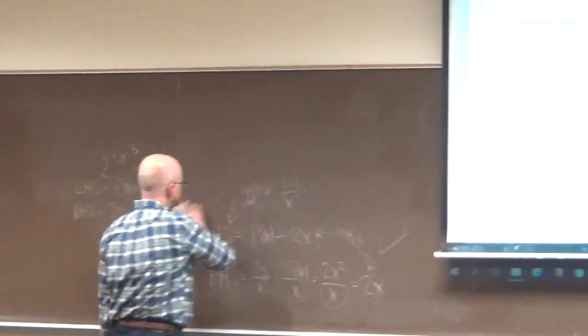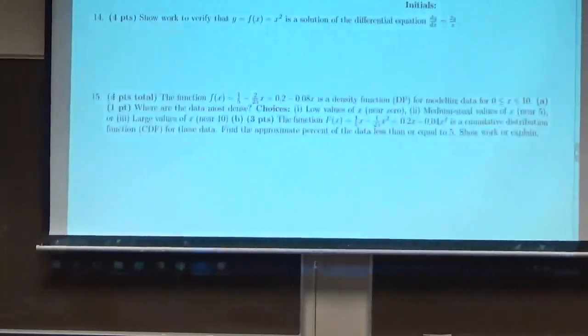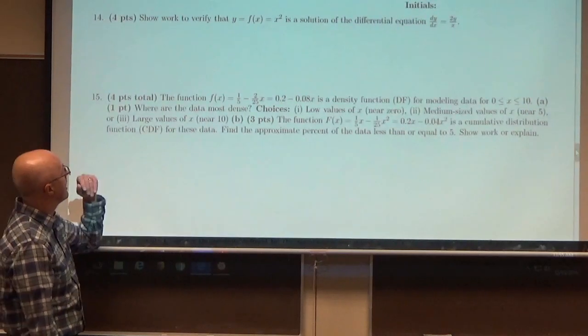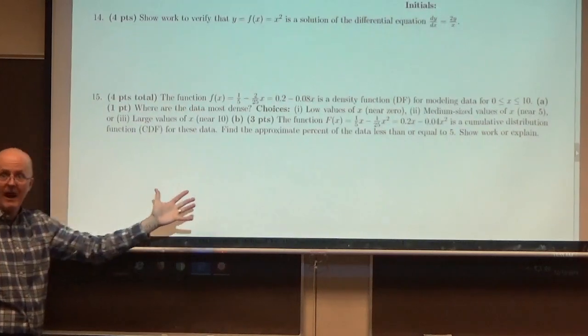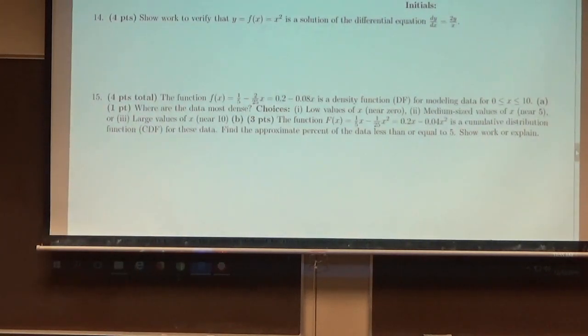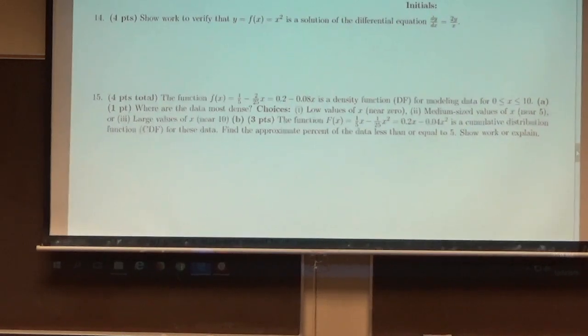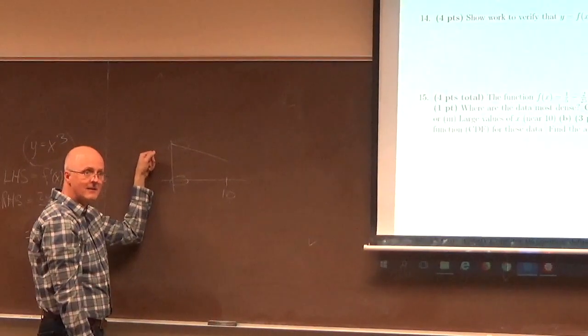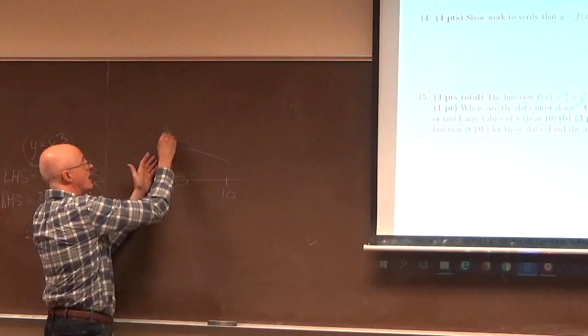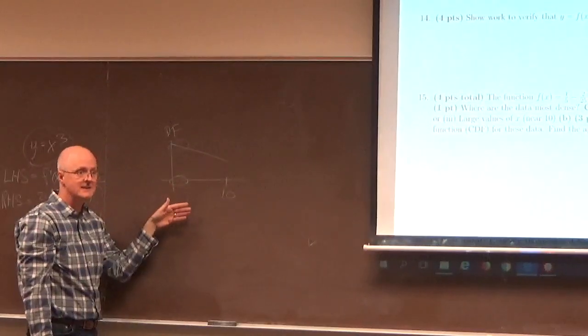Number 15 was your density function data modeling problem, except I didn't actually give you any data. To figure out whether this density function models data where the data is most dense for low values, medium-sized values, or large values, the point is to graph the function. Use your calculator and graph it, and you get something about like this. Because the graph is higher over here, that means the data is more dense there. The height of the density function, that's why it's called a density function. The height determines the density.